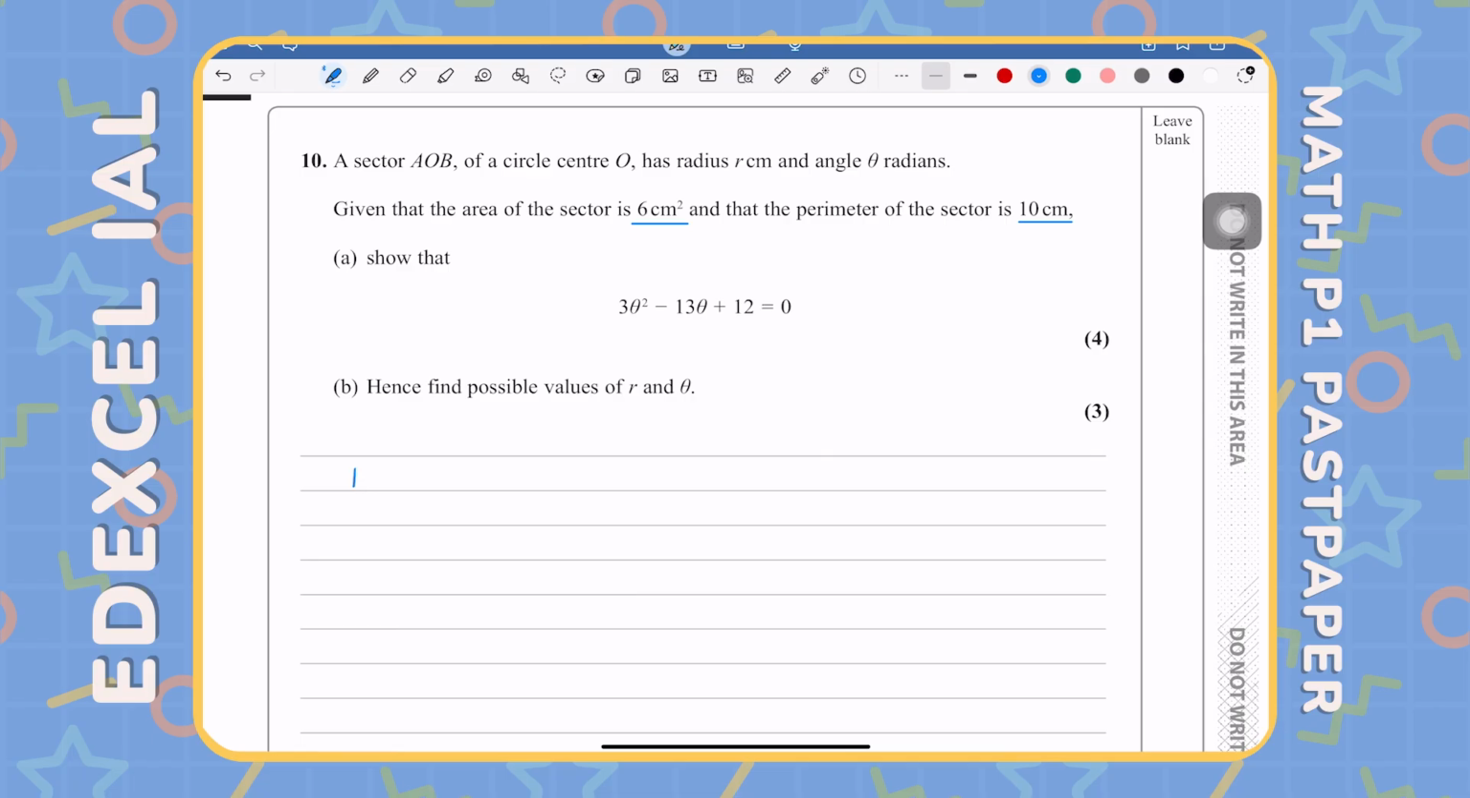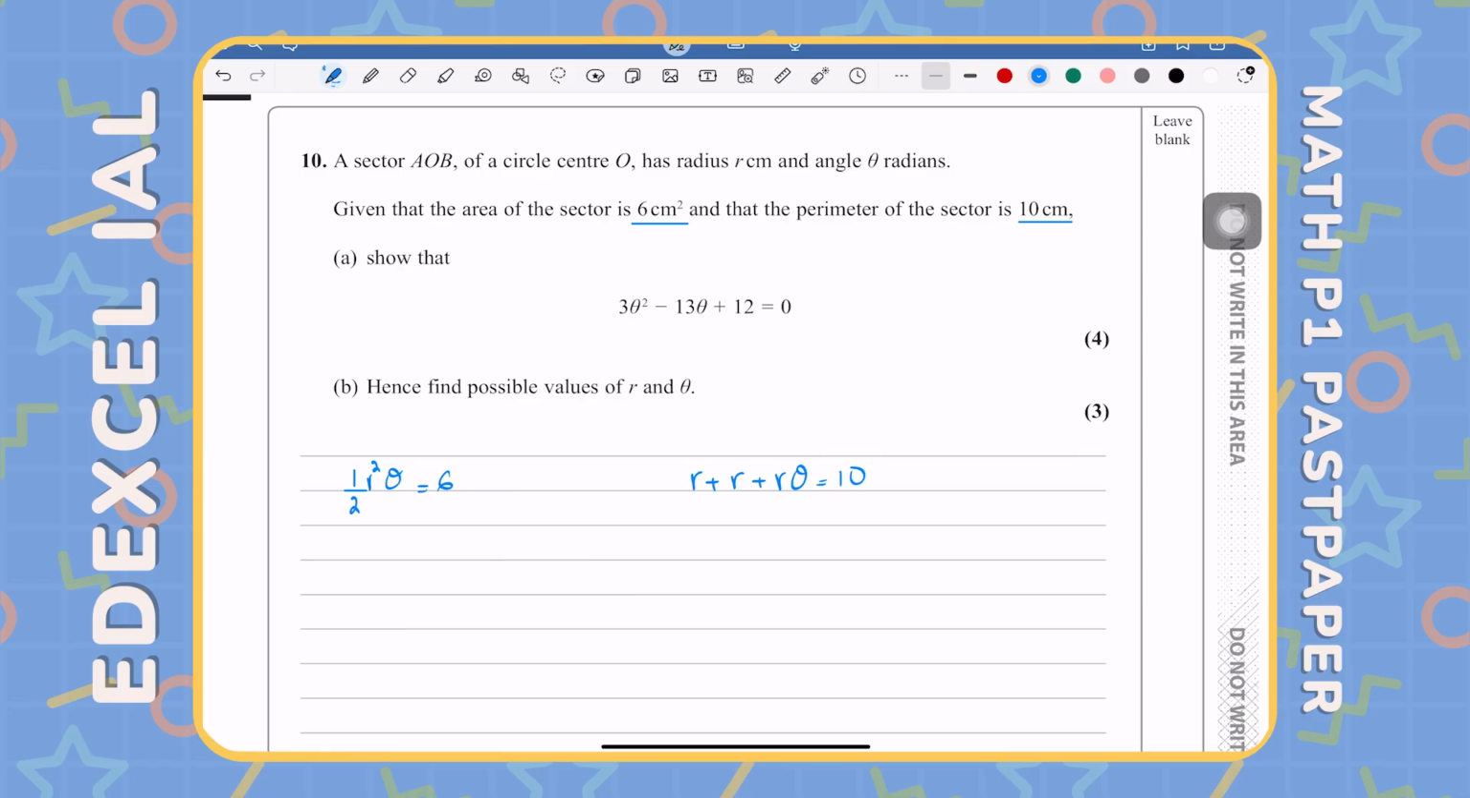So we're given the area. Now area, as we know, is equal to half r square theta. There are two formulas. One is half rs, but that doesn't have theta in it, so I'm not going to use that formula. Instead, I'm going to use half r square theta. And what's this equal to? This is equal to 6. And the perimeter of a sector means the 2 radii plus the arc length, which is equal to r theta, and that's equal to 10.